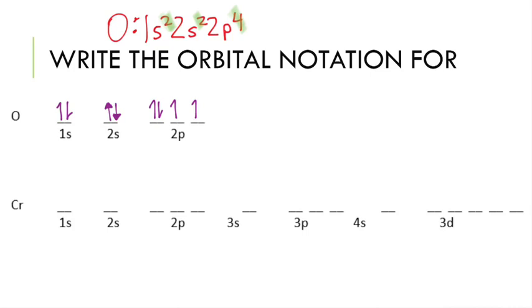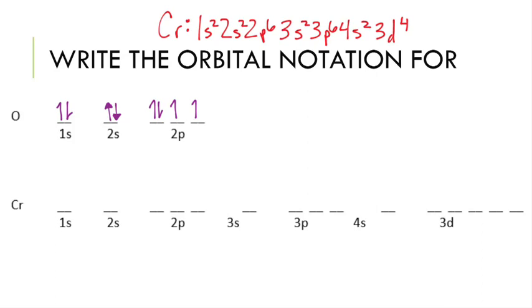Now, chromium is a bit longer, so let me write out that configuration. But once we have this configuration, we can use that as a guide to fill in what we need to here. Just like before, 1s2 means we put 2 arrows on this line. 2s2, 2 arrows on our 2s line. 2p6 means all 3 of these are going to be full with our doubled up arrows there. 3s2, this is going to be full and doubled up. 3p6, this is full with doubled up arrows. 6 arrows for our 3 lines. Again, trying to make sure I have clear direction on my arrows.